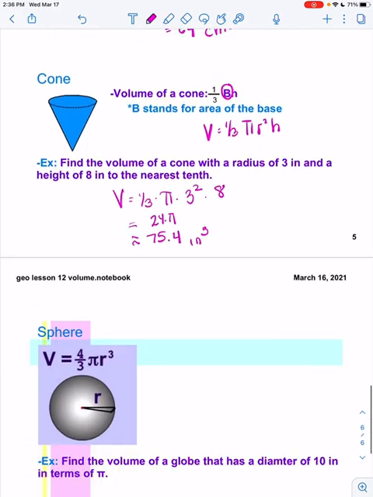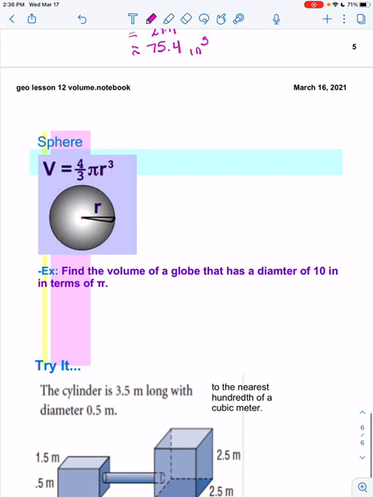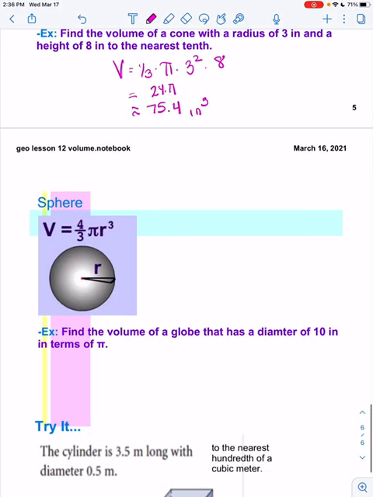Okay, couple more shapes to go, 2 more examples. The first is a sphere. So a sphere is kind of like a globe, right? It's a circle, but like a 3-dimensional circle. It has its own formula, and that's 4/3 pi r cubed, okay? So let's find the volume of the globe that has a diameter of 10 in terms of pi. So they want me to leave pi in my answer.